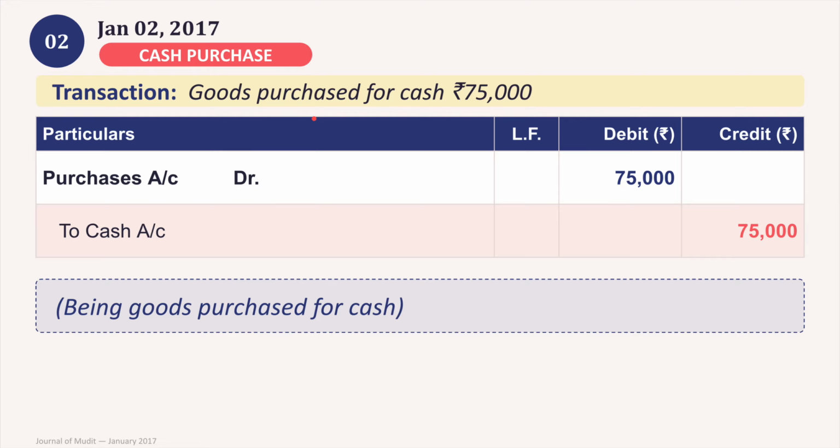Next, goods purchased for cash 75,000. So again they are purchasing goods. When goods are coming in, we will debit purchase account. Increase in asset has to be debited. So goods is a current asset. So purchase account debtor 75,000 to cash account. So credit what goes out, or you can say decrease in asset has to be credited. So here we are paying money, right? Cash is going out. So that should be credited. So being goods purchased for cash will be your narration.